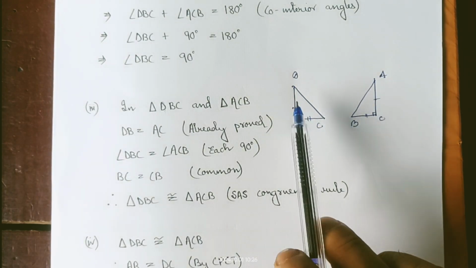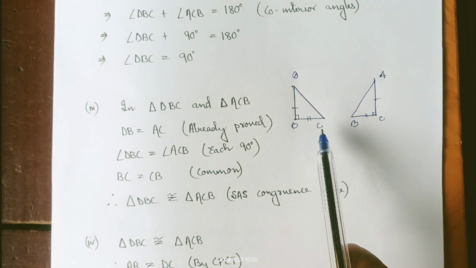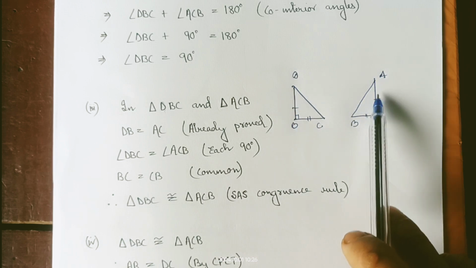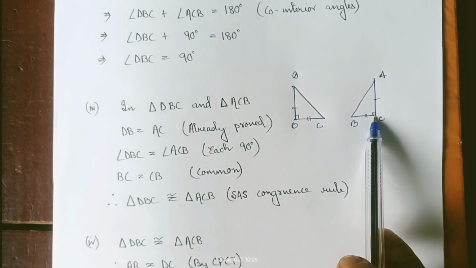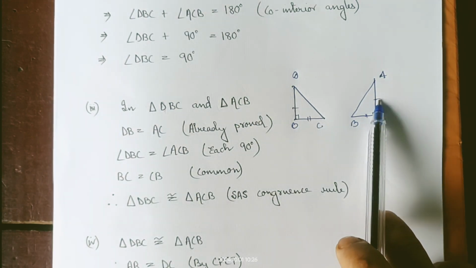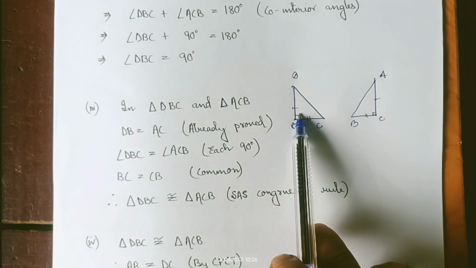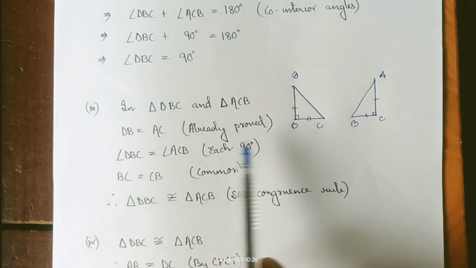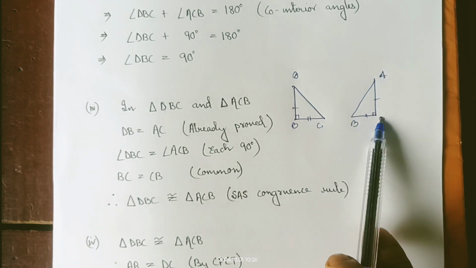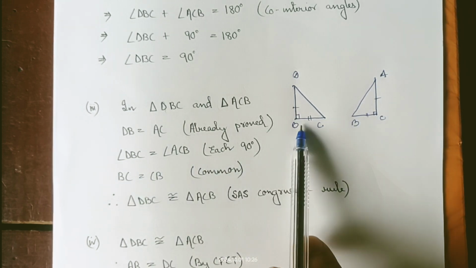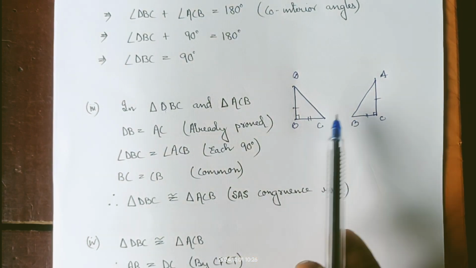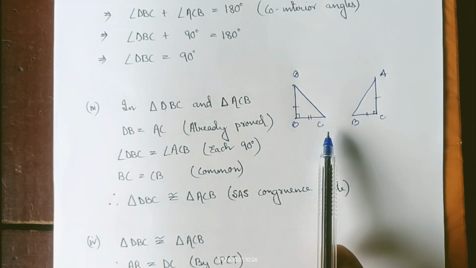In the third part we have to show triangle DBC is congruent to triangle ACB. Here in the previous part we have shown that DB equal to AC. This angle is 90, this angle is also 90, and BC is common. So by side angle side, triangles are congruent. So DB equal to AC, already proved in the previous part, DBC equal to ACB, each equal to 90 degree, and BC equal to BC common. So triangle DBC is congruent to triangle ACB by SAS rule.